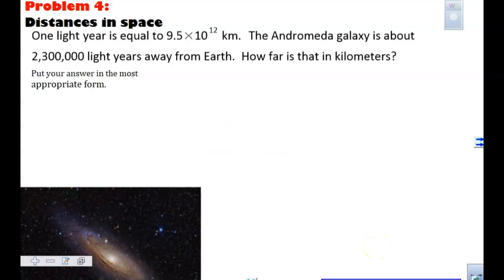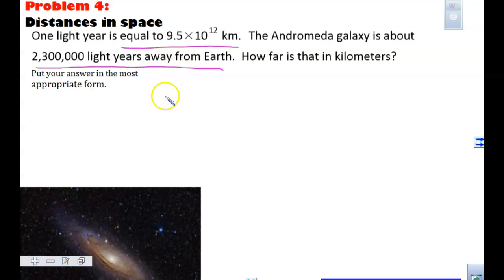And the question is, how many kilometers are we looking at? Do we think we should add, subtract, multiply, or divide? 1 light year is this, and this is about this many light years. When we think about it, a light year is that many light years from Earth. So when we are looking at this, how many kilometers?